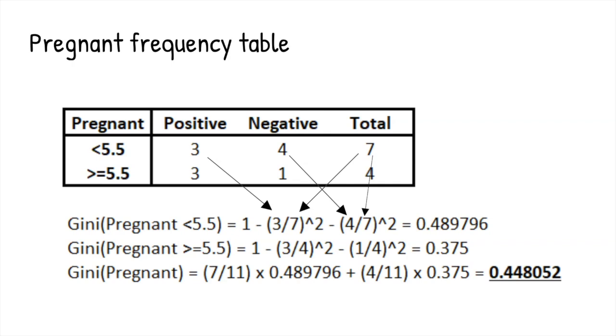On the other hand, the Gini for pregnant above 5.5 is equal to 1 minus 3 over 4 squared. 3 because, again, we had 3 positive people that have pregnant higher than 5.5. And then minus 1 divided by 4 to the power of 2 because we had 1 negative person that was pregnant above 5.5. So that Gini index for pregnant above 5.5 was equal to 0.375.